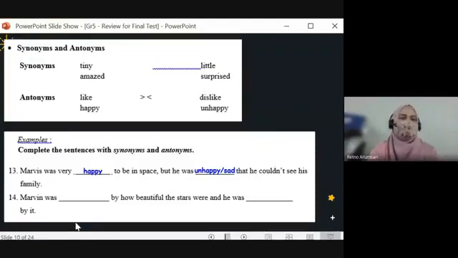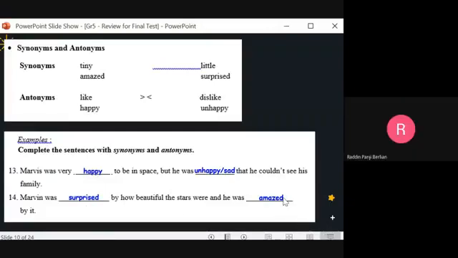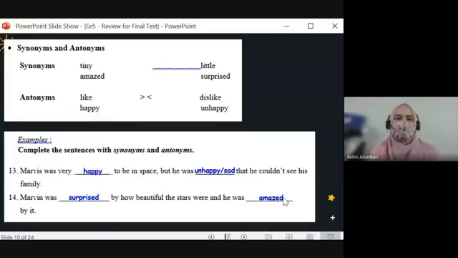Now number 14. It's Marvin now, not Marvis anymore. Marvin was blank by how beautiful the stars were, and he blank by it. Synonym or antonym? Synonyms, right? There is an "and" here, so it means that they are equal. So what goes here? Amazed or surprised, and he was amazed. Yeah. Well done, 5C.